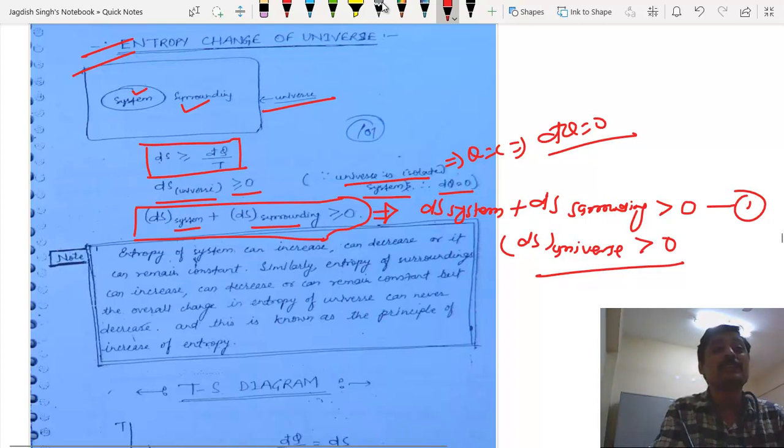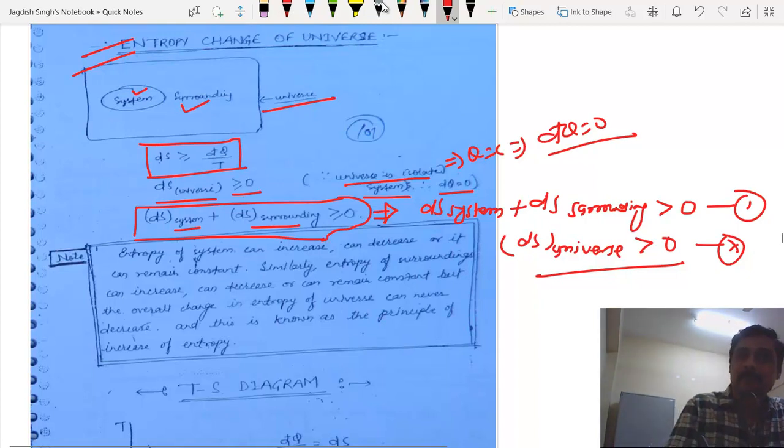From this equation, it can be concluded that the entropy of the universe will always be increasing. There might be a chance that the entropy of the system may increase or decrease. There might be a chance that the entropy of the surrounding may either increase or decrease, but the entropy of the universe will never be decreasing. It will always be increasing, right? This is called the principle of increase of entropy.